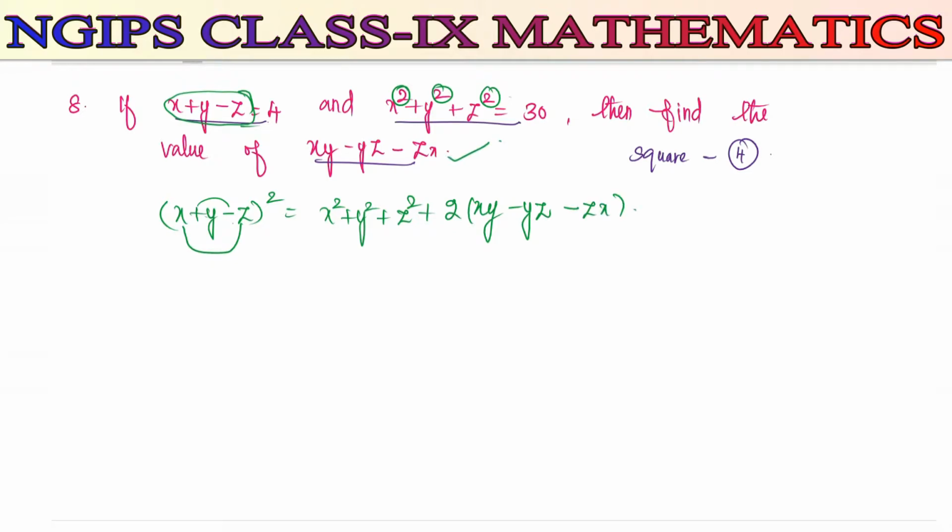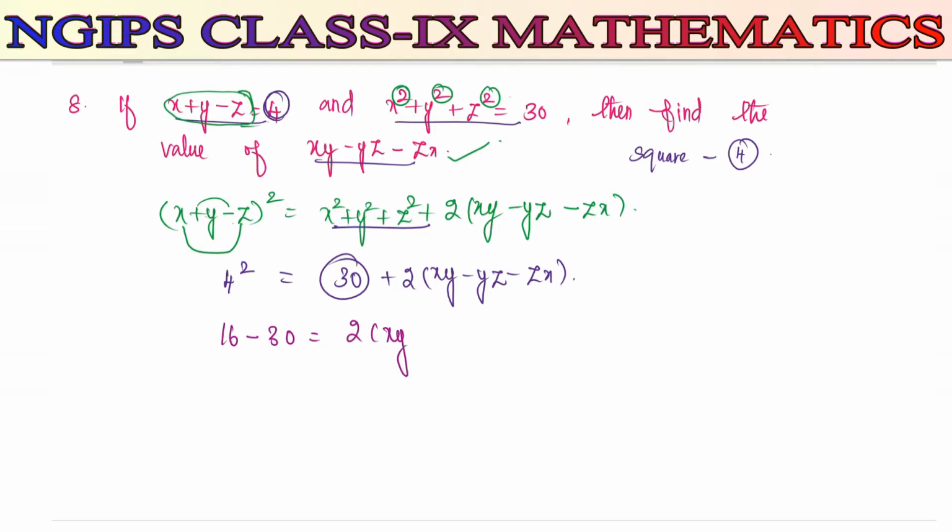So I am going to substitute the values. The x plus y minus z value is 4. Just substitute: 4 square is equal to x square plus y square plus z square value, which is 30, plus 2 into xy minus yz minus zx. When you shift this plus 30 to the opposite side, it is going to become a minus. So 4 square value is 16 minus 30 is equal to 2 into xy minus yz minus zx.